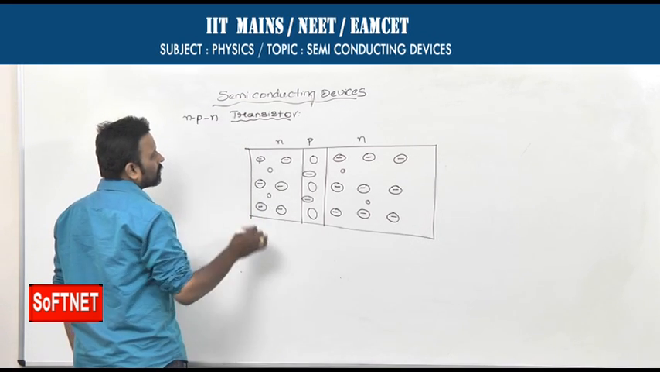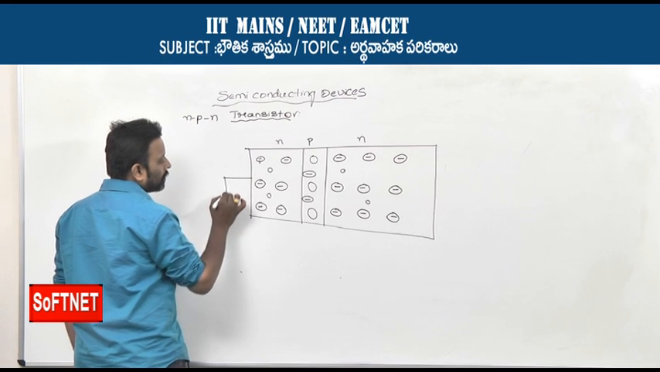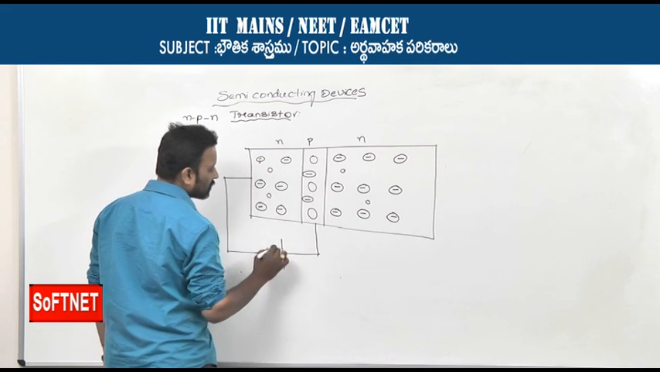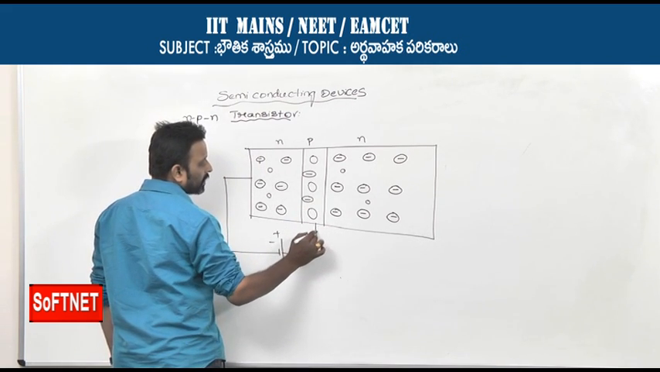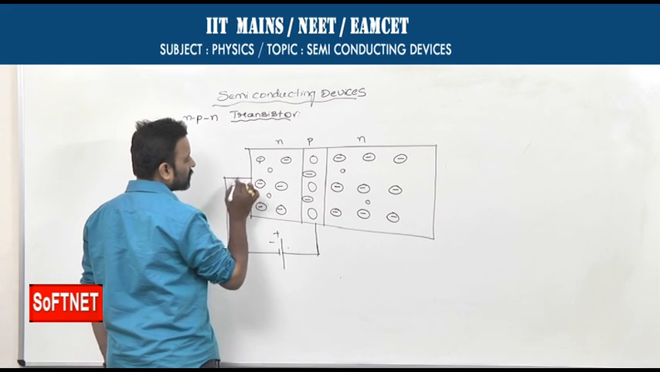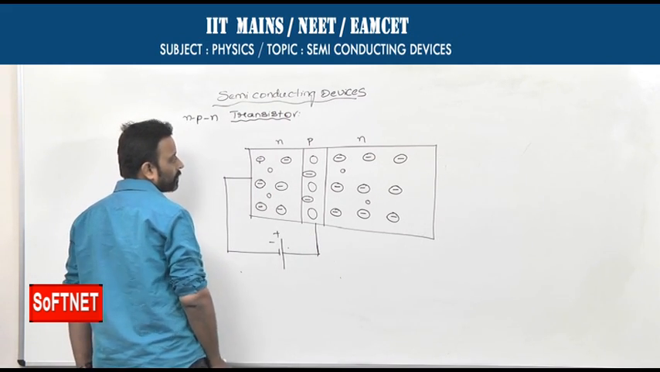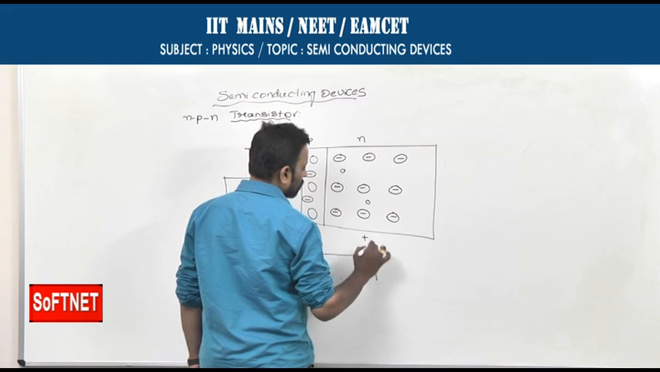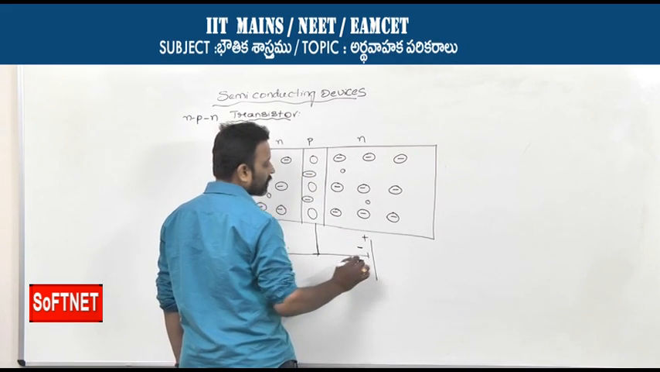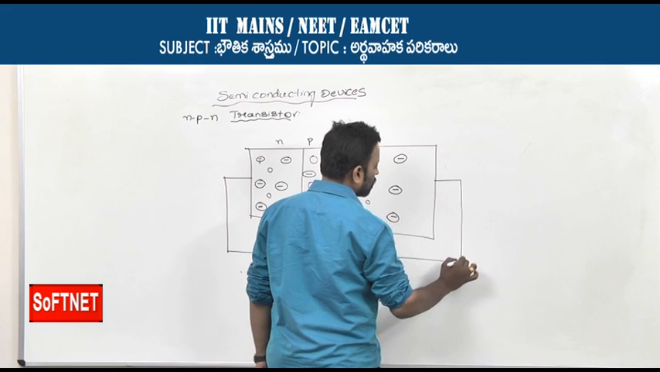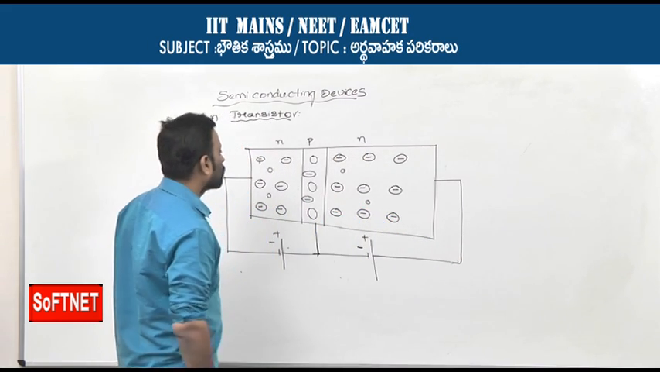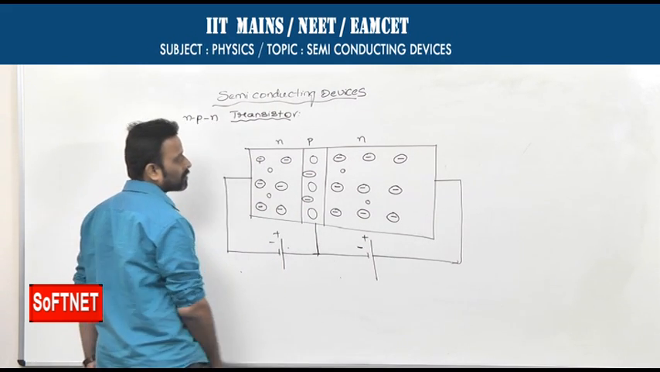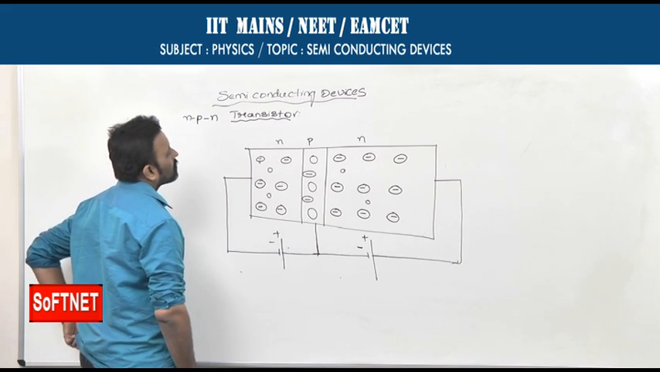In case of this NPN transistor, emitter junction is forward bias by connecting P side to the positive terminal, N side to the negative terminal, while the collector junction is reverse bias by connecting P side to the negative terminal and N side to positive terminal. So the emitter junction is forward bias, the collector junction is reverse bias. Come back to working of this transistor.